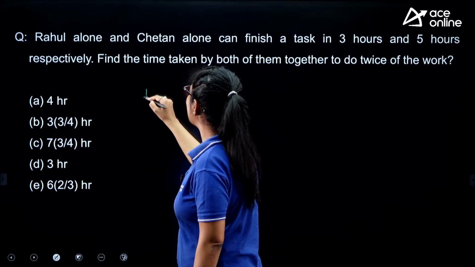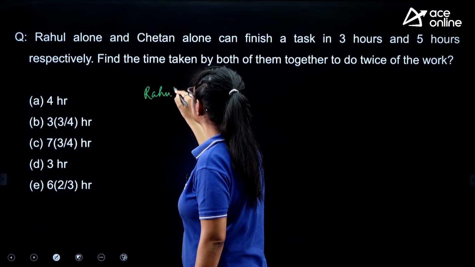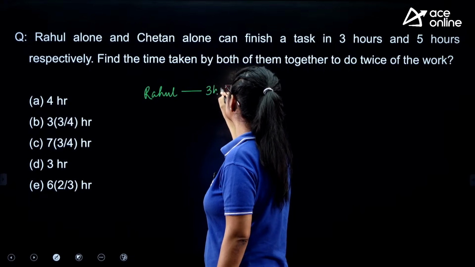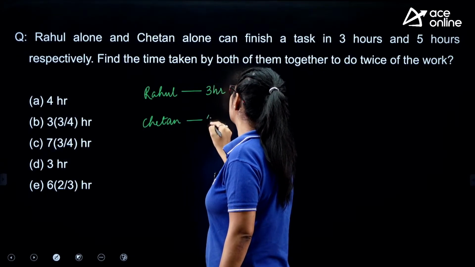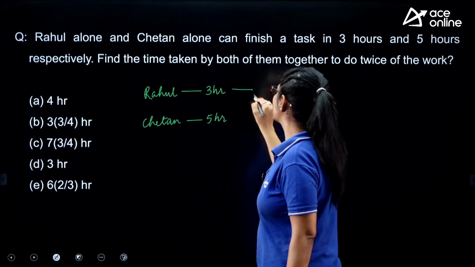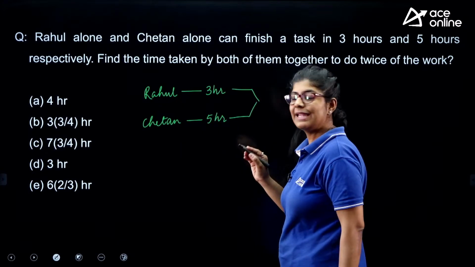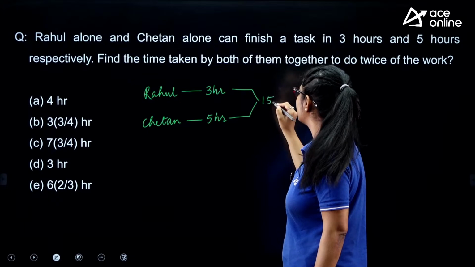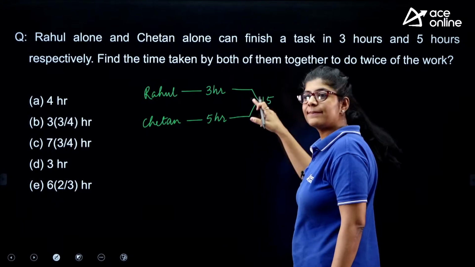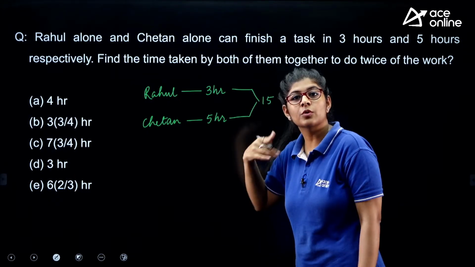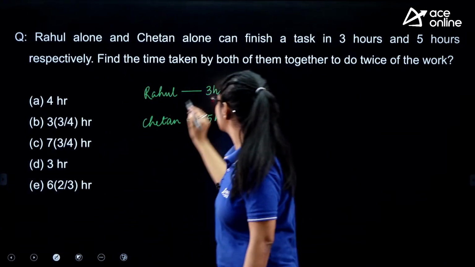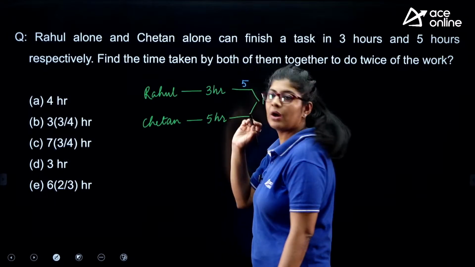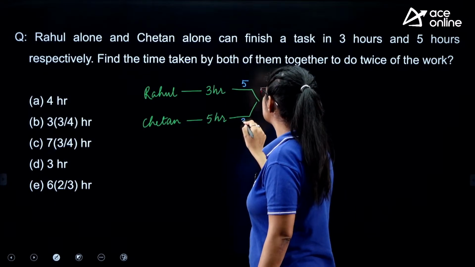So it is given that for Rahul, the time period is 3 hours. For Chetan, it is 5 hours. That means we just simply take the LCM. LCM is nothing but 15. This LCM denotes the assumed total work. So from this one, we start calculating the efficiency. The efficiency of Rahul is 5 and Chetan is 3.